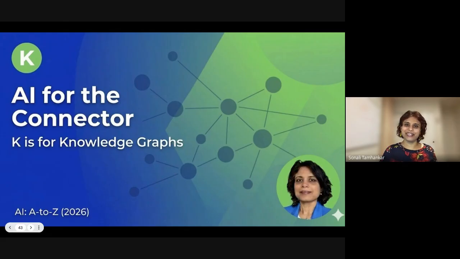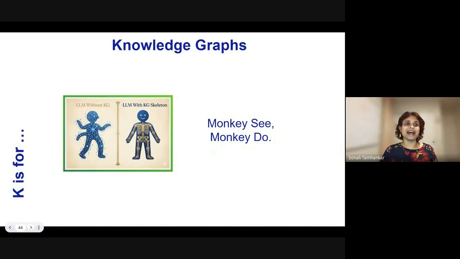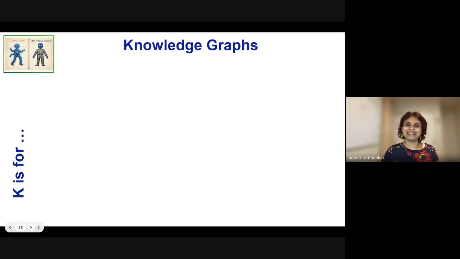K is for knowledge graphs. A large language model is just trying to imitate what it saw during its training in a kind of monkey see, monkey do manner. They have been called stochastic parrots for this reason. Knowledge graphs are one way to give AI a hard skeleton. So let's start connecting the dots.